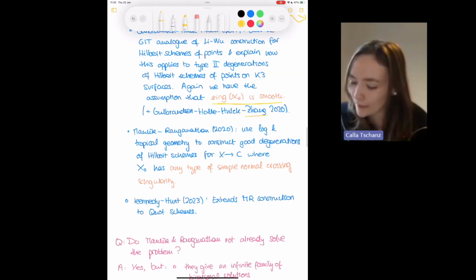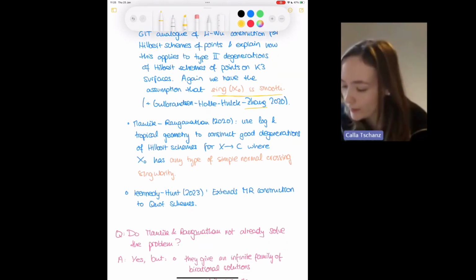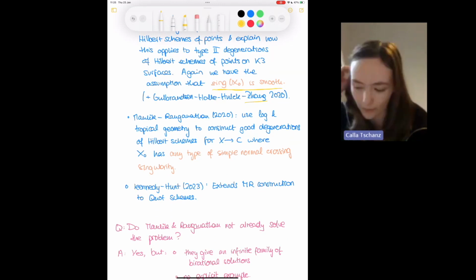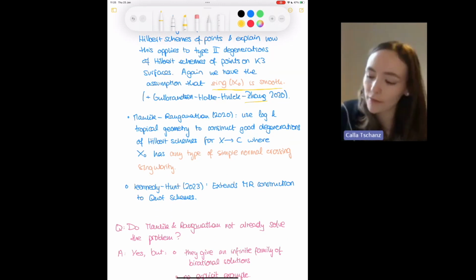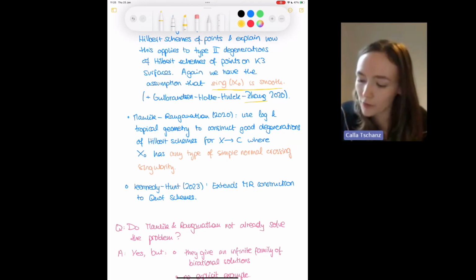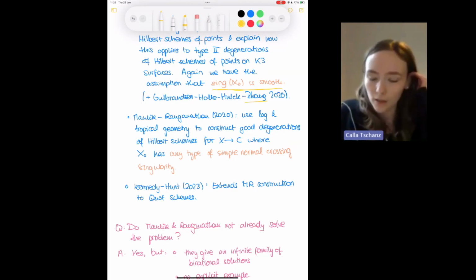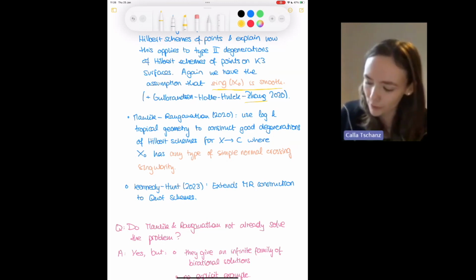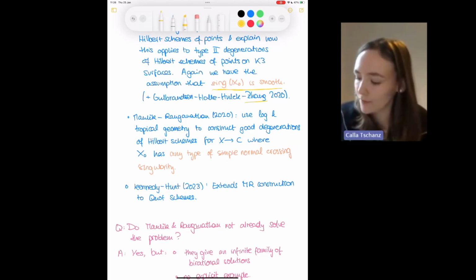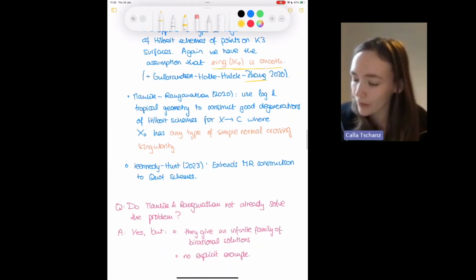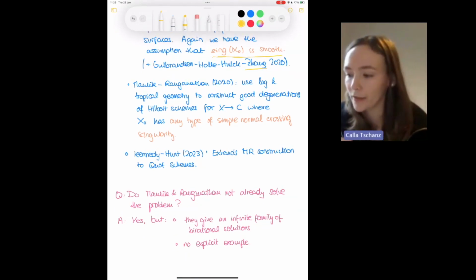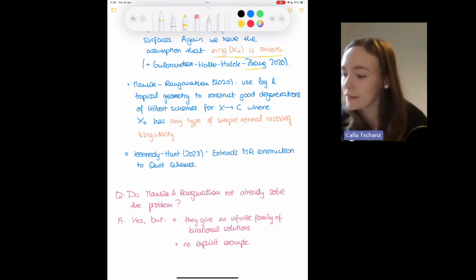And then, the last thing to mention is that last year, Kennedy Hunt extends the Maulik-Ranganathan construction to quad schemes, and he gives a more canonical way to think about the problem, which I will maybe come back to at the end if I have time. Okay, so this is basically what has been done in the area before.